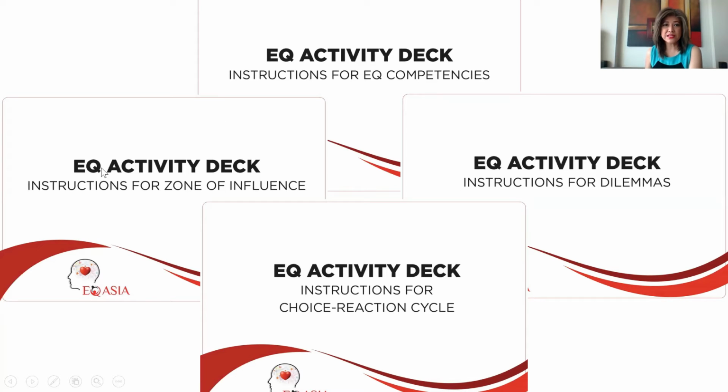The next one, of course, is the zone of influence, or it's also known as the circle of influence in the notes that we do. We sometimes use this under the topic of connection. Then, of course, we've got the choice reaction cycle, and it gives you the instructions for how to do an activity using the choice reaction cycle. Usually, we would use it under the topic of emotional management.